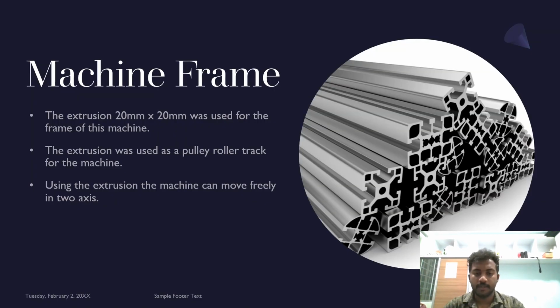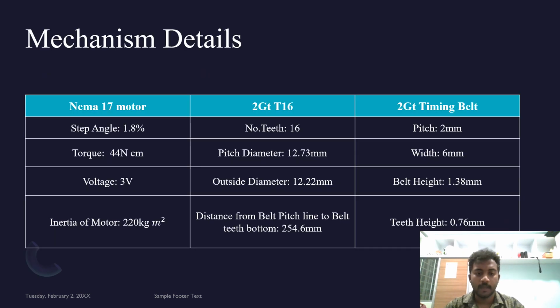So the entire machine was built using a frame which is made out of 20 by 20 mm extrusion. This extrusion is used mainly because it has a gap where it can perfectly allow the pulley roller to align on it and move freely across the axis. Therefore, our machine has a two-axis movement right now. So these are the main components that were used in our project.